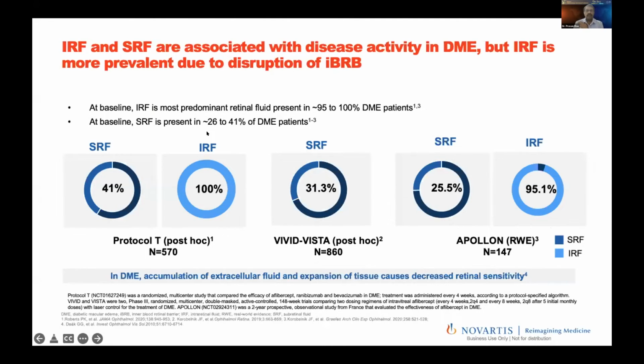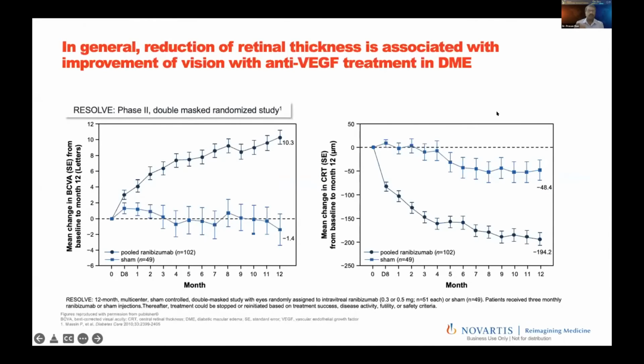So if you look at various studies, both IRF and subretinal fluid are associated with disease activity, but a lot of studies have shown that the intraretinal fluid is more prevalent. For example, in Hawk and Harrier, almost 100%, and the Apollon study, which is real world evidence, showed almost 95% of these patients had intraretinal fluid. So more intraretinal fluid as compared to subretinal fluid.